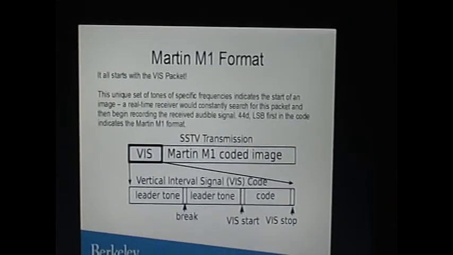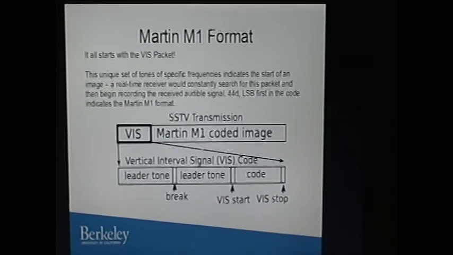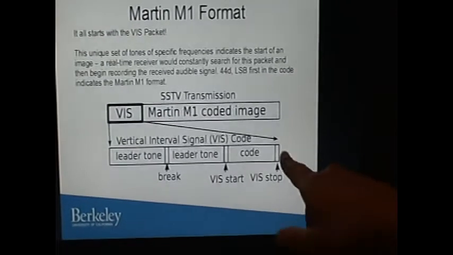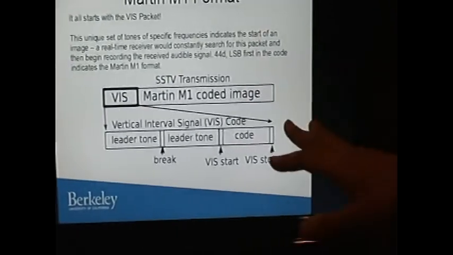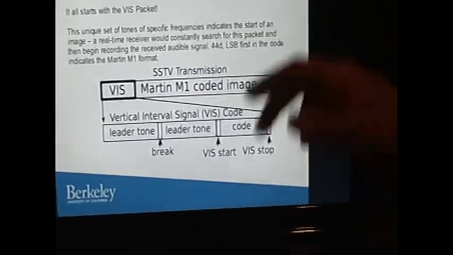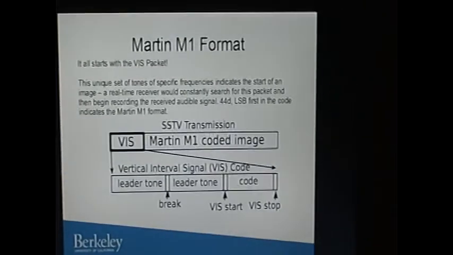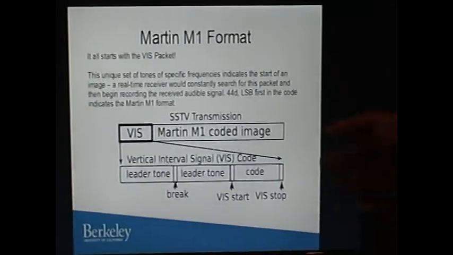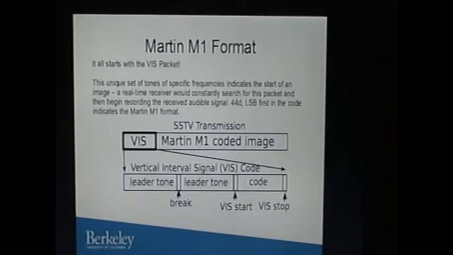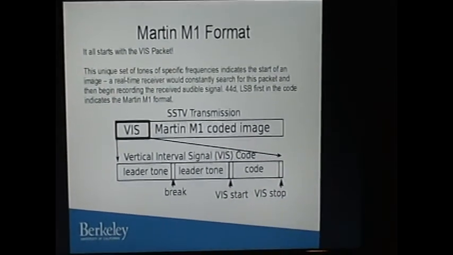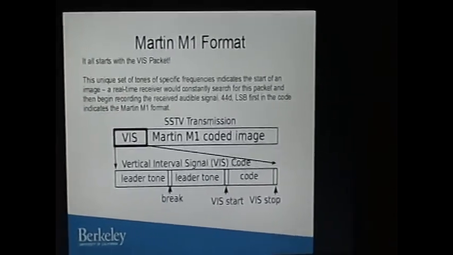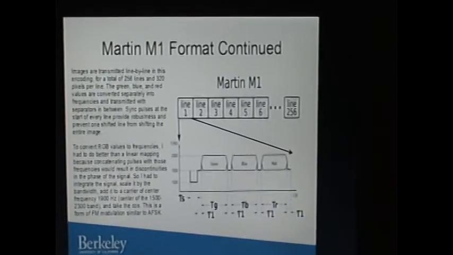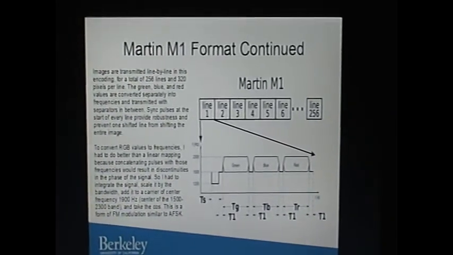So the Martin M1 format starts with a VIS packet, which is a unique set of tones that just indicates when the image starts. And it has leader tone, break tone, and then a start bit, and then some code, which is 44 decimal, which indicates that it's Martin M1, and it's transmitted least significant bit first. And then a parity bit, which in this case is even, and then a stop bit. And so each of these components have different frequencies, and that's how the receiver knows that it's the VIS packet. So once you're done transmitting the VIS packet, you can start transmitting the image.